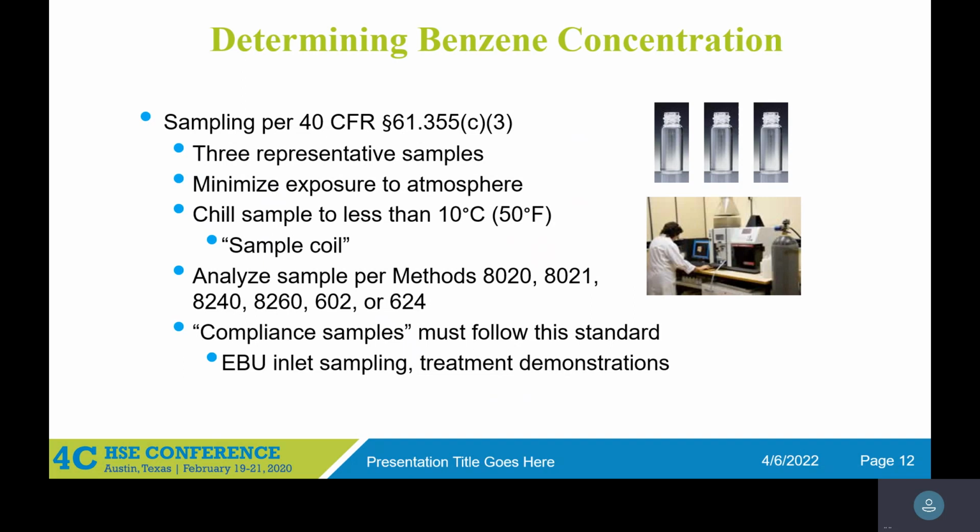And it has to be done by method. The typical one is 8260, that's the one that most people use, right? And you send it to the lab. These are for compliance samples. They must follow this standard. But the rule allows you to just use knowledge of waste. So if you just want to grab one and run it through your lab, you don't have to collect 3. But we do recommend that you always chill it because benzene will escape, volatilize.